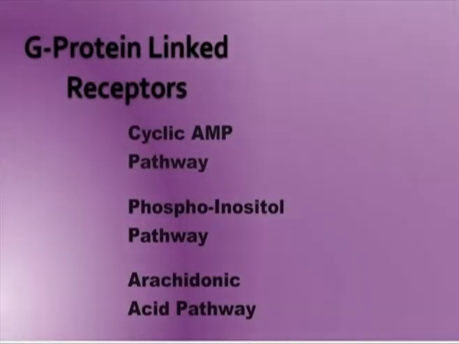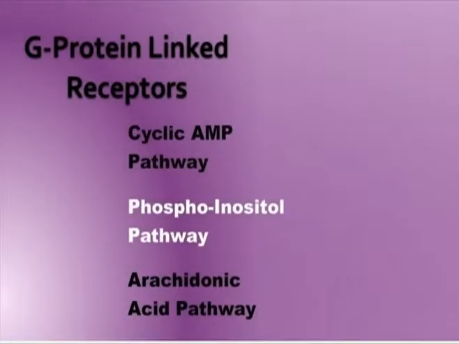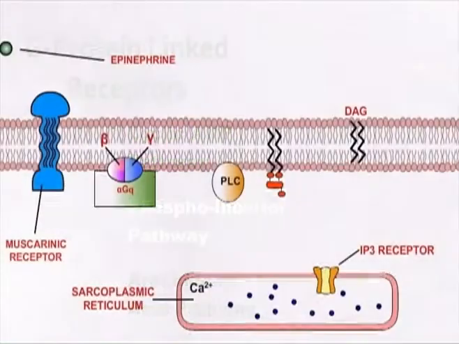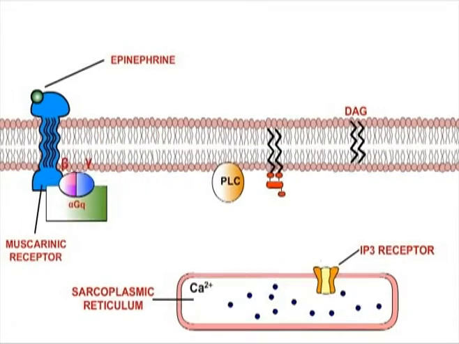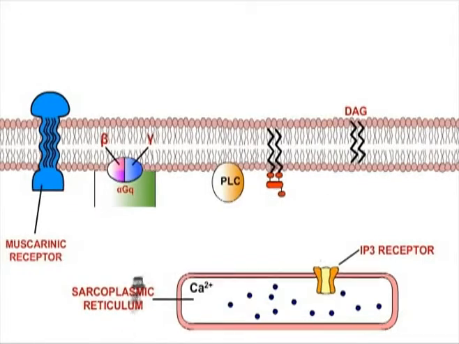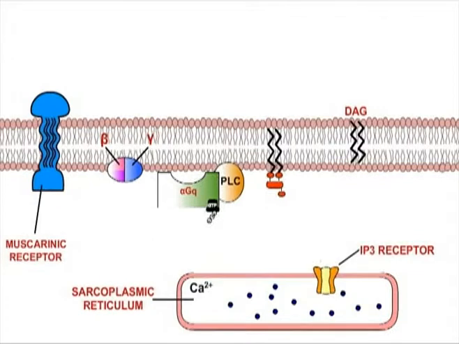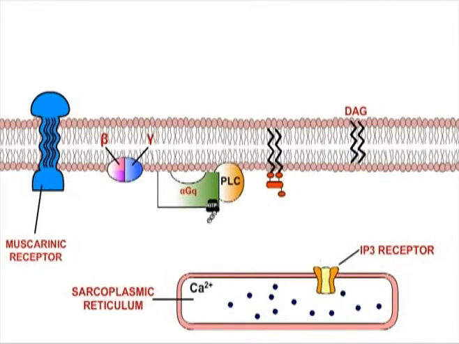The second pathway of G protein linked receptor is the phosphoinositol pathway. This pathway is activated by the hydrolysis of inositol phospholipids of the plasma membrane. Agonists such as acetylcholine or epinephrine bind to muscarinic ACh receptor of the G protein to activate Gq. The activated Gq stimulates the activity of phospholipase C-beta to hydrolyze phosphatidylinositol 4,5-biphosphate.